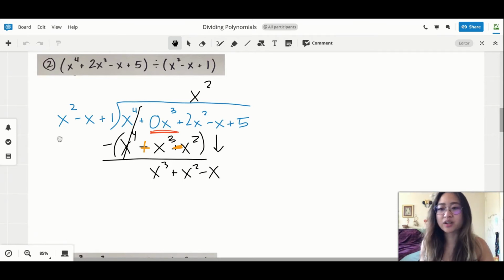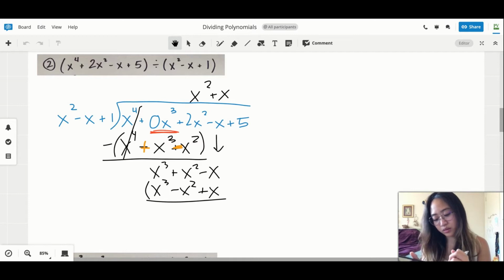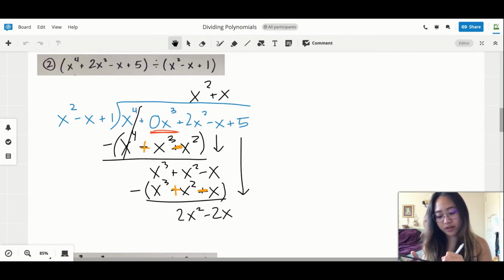Now we have to ask ourselves, what do we need to multiply to x squared to give us x cubed? And we multiply it by a positive x. So going back again, multiplying this to all of these terms and putting it down here, x times x squared is x cubed, x times negative x is negative x squared, and x times 1 is the last term x. Parentheses, subtract, changing the signs. This is minus. Then we have 2x squared minus 2x, and then bringing down that plus 5.